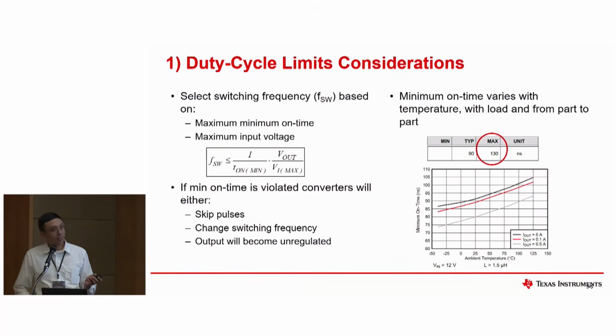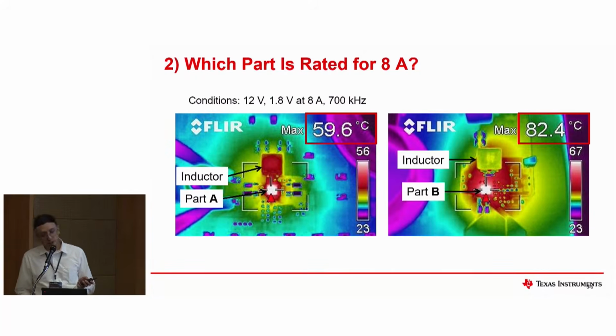Okay, good. So next, which part here? You can see two thermal captures, both with conditions of 12 volts input, 1.8 volts output at 8 amps, and 700 kilohertz. Which of these two devices do you think is an 8 amp part? One is measured at 59.6 degrees. The other is almost 20 degrees hotter. So which part is rated at 8 amps, the left or the right?